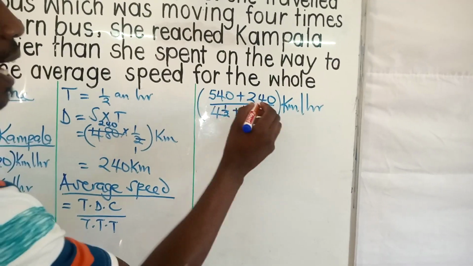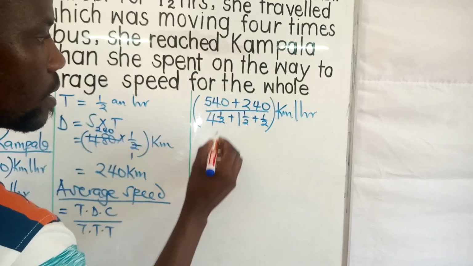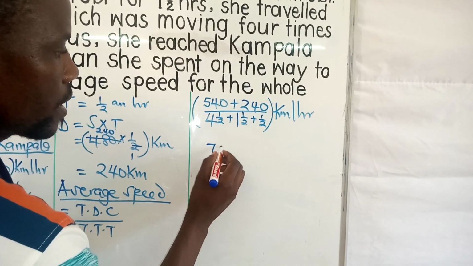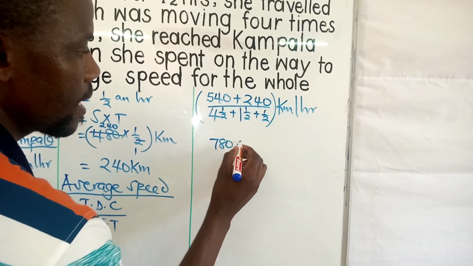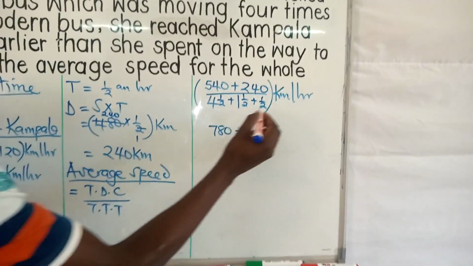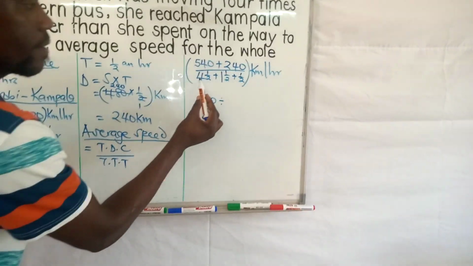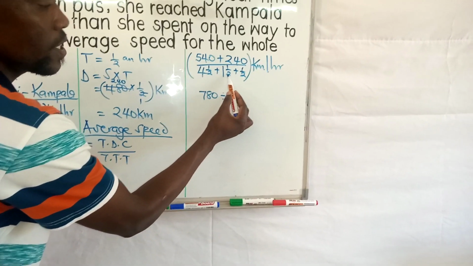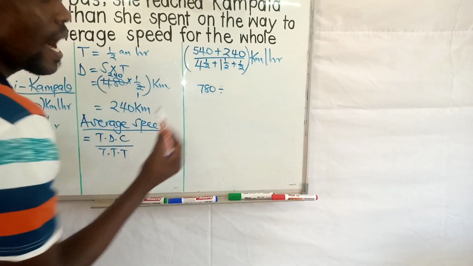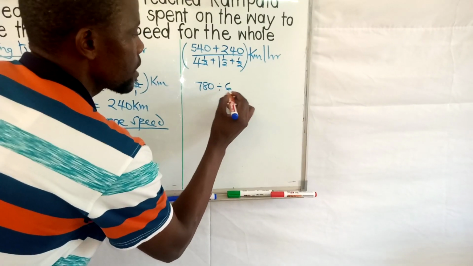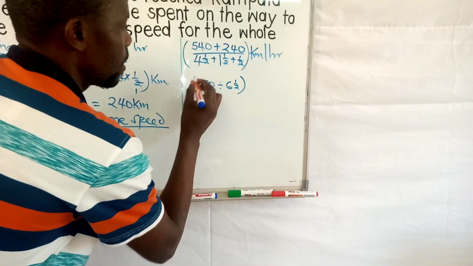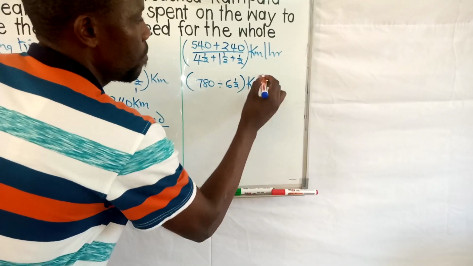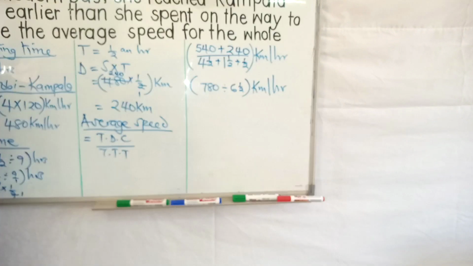Therefore, when you add this, you will get 780. We shall divide by, use a division sign because these are fractions now. When you add 4 plus 1, you get 5. A half plus a half is 1, which is 6. Now 6.5. So divide by 6.5. And this gives us kilometers per hour.